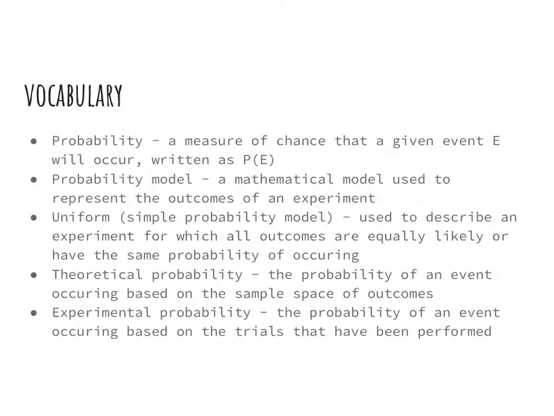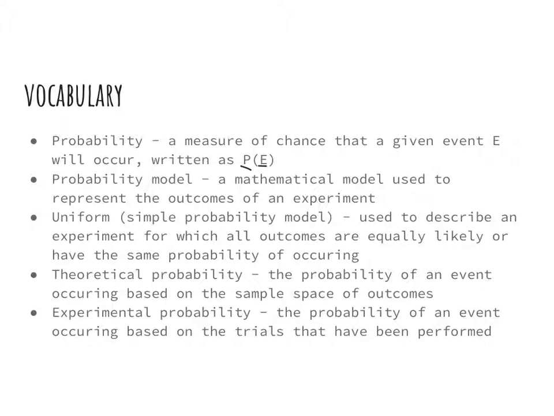The first one is probability. That is a measure of chance that a given event E will occur. We write that as P of E, so the probability of an event happening. A probability model is a mathematical model used to represent the outcomes of an experiment. A uniform or simple probability model is used to describe an experiment for which all outcomes are equally likely or have the same probability of occurring.